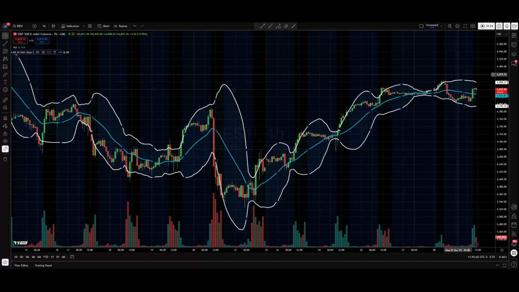So when the bands widen, volatility is increasing. When they tighten, volatility is decreasing. And decreasing volatility may often be a clue that a strong move may be in the works.